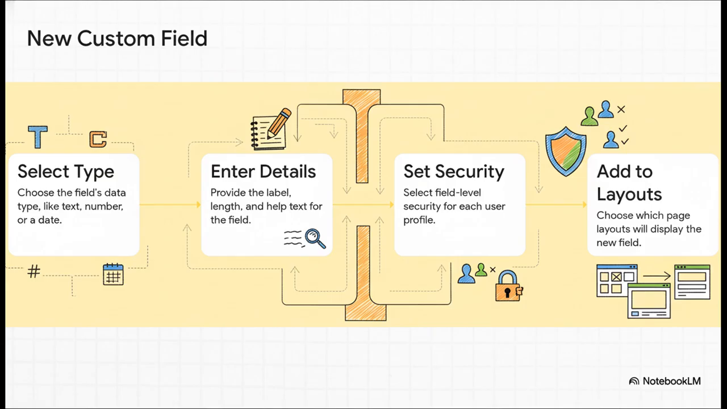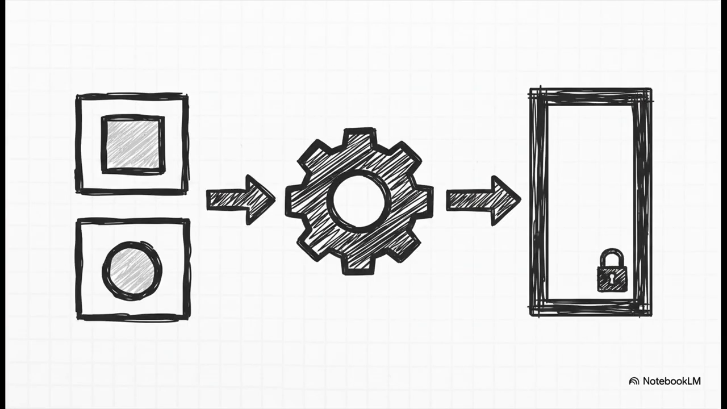Easy as that. And here's a little pro tip for you, formula fields. These things are awesome. They basically do the math for you. You could, say, create a formula to automatically figure out the commission on a sale. The one key thing you have to remember, though, is that they are always read-only. That value is calculated by the system, so users can't just jump in and change it manually.